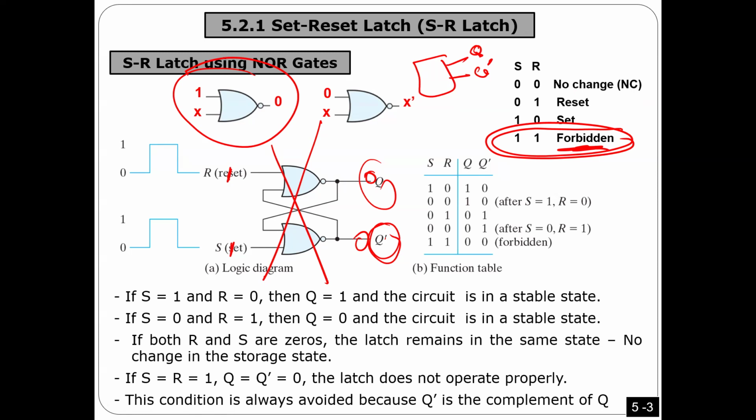It shouldn't be this way. That's why I'm saying this case is forbidden. Because in this case, if you put 1, 1, I will get 0, 0. And it's not going to work as I need. That's why we should not use this case.